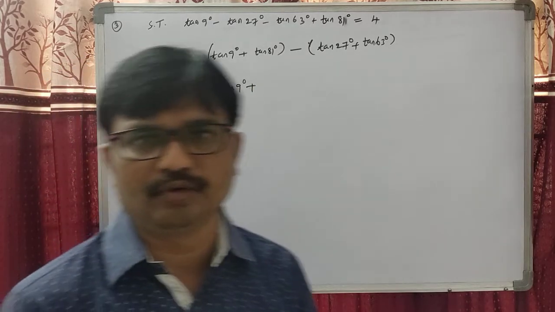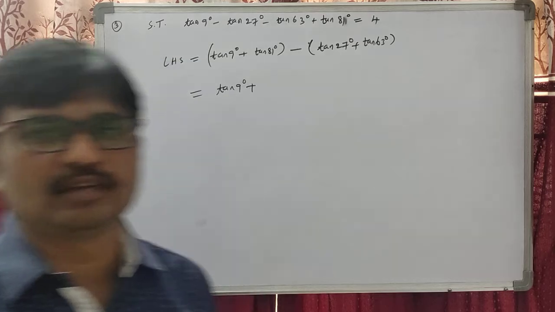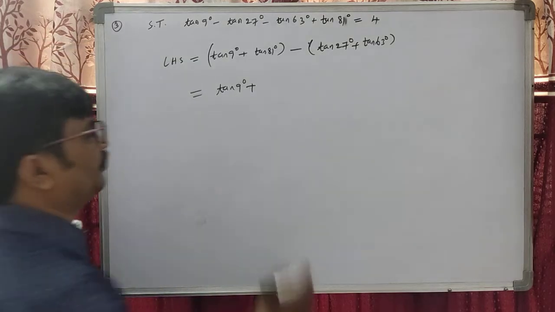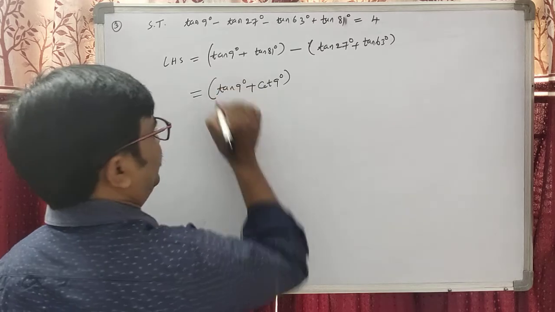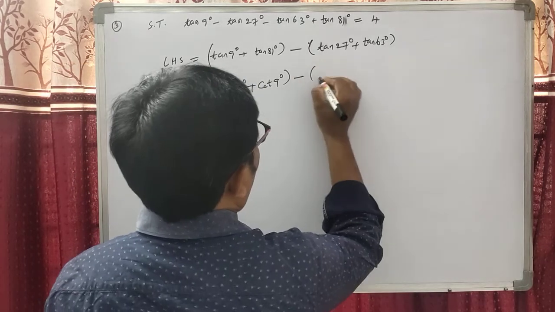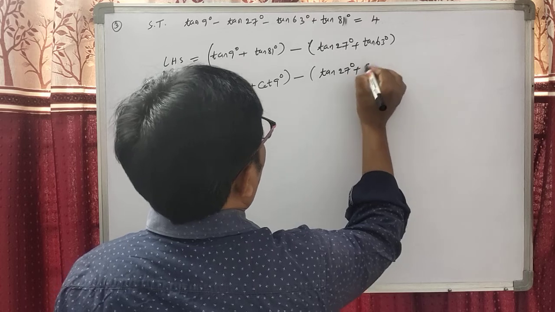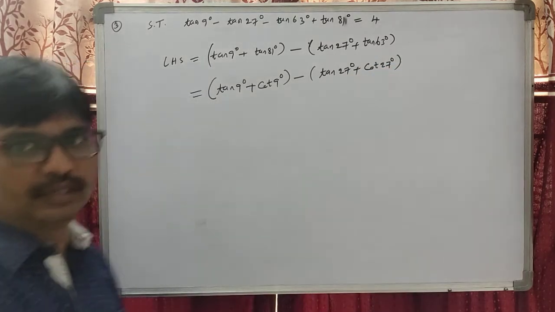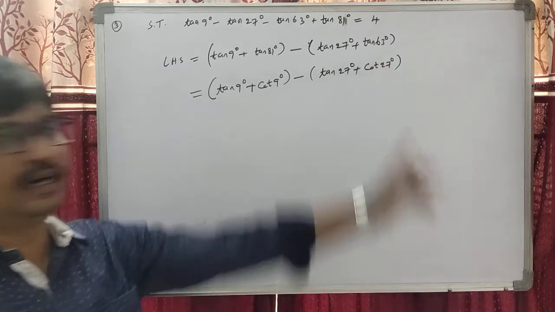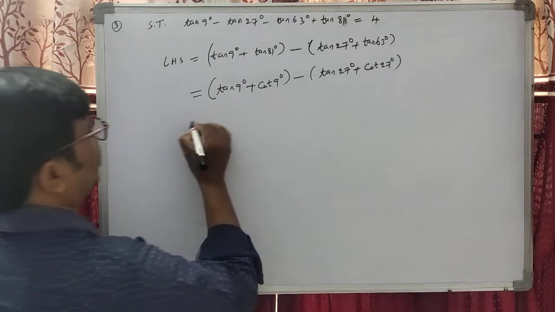90 minus 81 is 9. If any angle is subtracted from 90, tan will become cot. This can be written as cot 9 degrees. Similarly, tan of 27 degrees, this is also cot of 27 degrees. Tan 27 is cot of 27. Dear students, how can you write this?